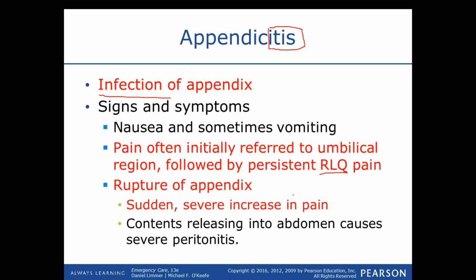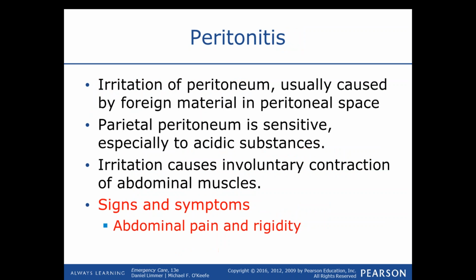It is also a big red flag when it comes to appendicitis. When the appendix eventually ruptures, if it does, there's a sudden severe increase in pain, and then as those contents release into the abdomen, it causes pretty severe peritonitis, which again, if you break this down, we're talking about the inflammation or the swelling of the peritoneal cavity. This can cause high fevers, and cause some pretty substantial issues.